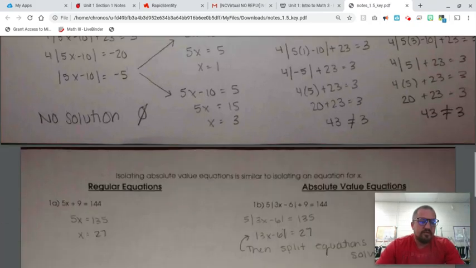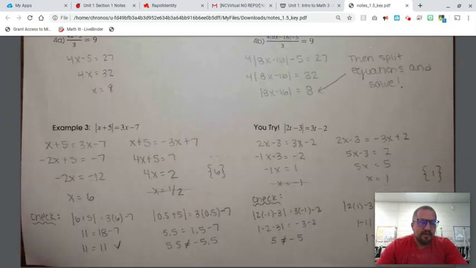So we're going to move to our last ones. Example 3 says the absolute value of x plus 5 equals 3x minus 7. In this case, the absolute value is already by itself. Okay, so you don't have to isolate it because it's already there. So you say x plus 5 equals 3x minus 7, and you say x plus 5 equals the opposite of that, the negative. So negative 3x plus 7. And then you want to solve both of those out and get your answers.